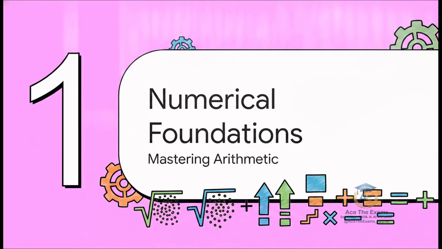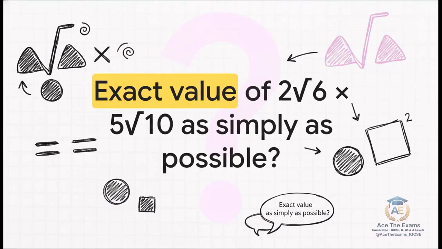All right, Section 1, Numerical Foundations. We are kicking things off by mastering arithmetic and surds. This is where we manipulate irrational numbers and exponents to build up your baseline confidence. Let's dive right into Question 5 from our review document. Work out the exact value of 2 root 6 times 5 root 10. Write your answer as simply as possible.